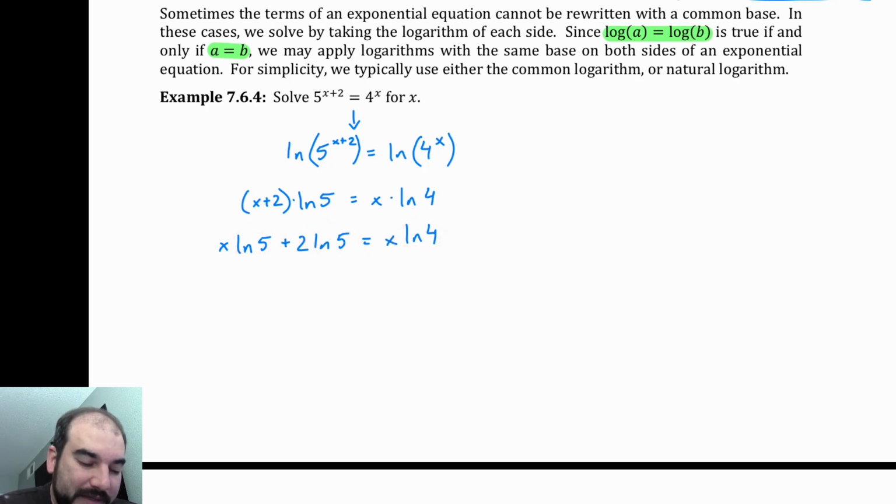So we want all of the x's on one side and we want all of the pure numbers on the other side. This 2 times natural log of 5 is just a number. There's no x there to deal with. So I'm going to leave that over there and I'm going to subtract this one to the other side. So minus x ln 5.